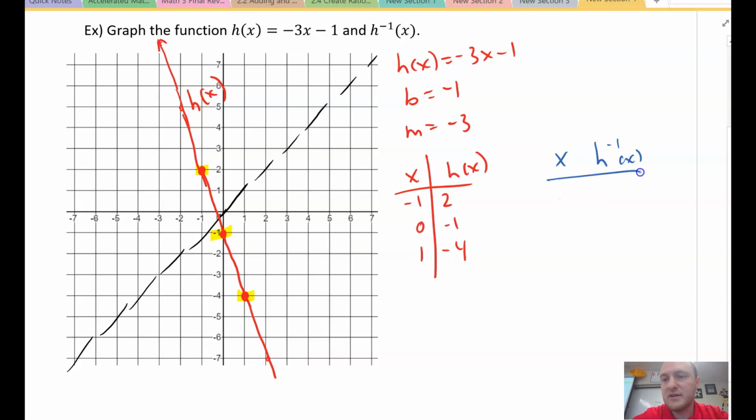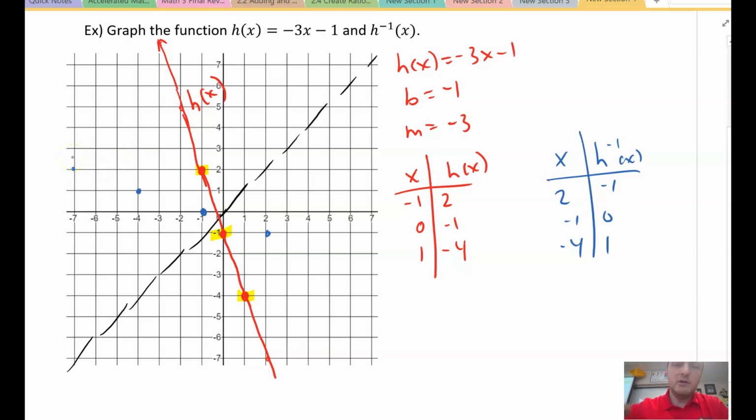Now I'll plot the other line, h inverse of x. I just switch them. So (2, negative 1), (negative 1, 0), and (negative 4, 1). And we plot them. Over 2, down 1; negative 1, 0; and negative 4, 1. And there is our straight line.